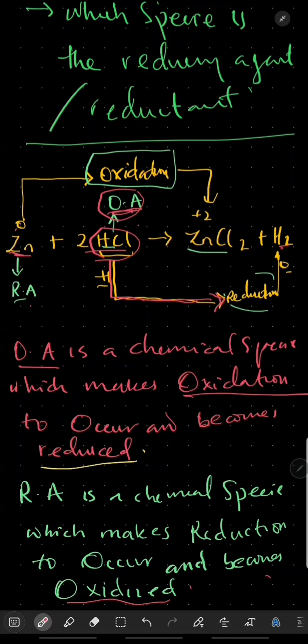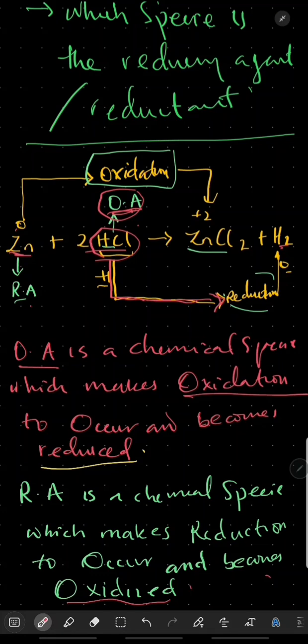Look at it: reduced is the past tense of reduction. So anything that passed through a reduction, we say that thing has become reduced. If a substance passed through the oxidation process, then we say this thing has been oxidized. So if something is oxidized, it means that thing passed through oxidation. If a substance is reduced, it means the substance passed through reduction. So if a substance passed through a reduction process, it is said to be reduced.